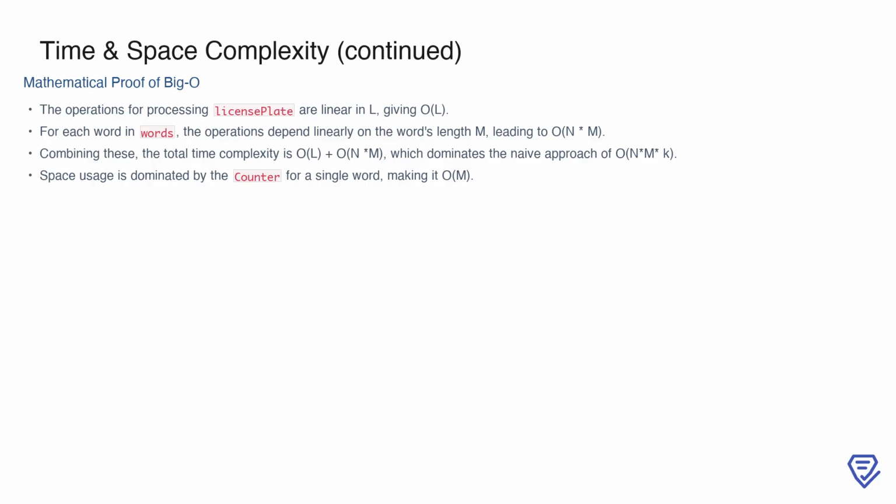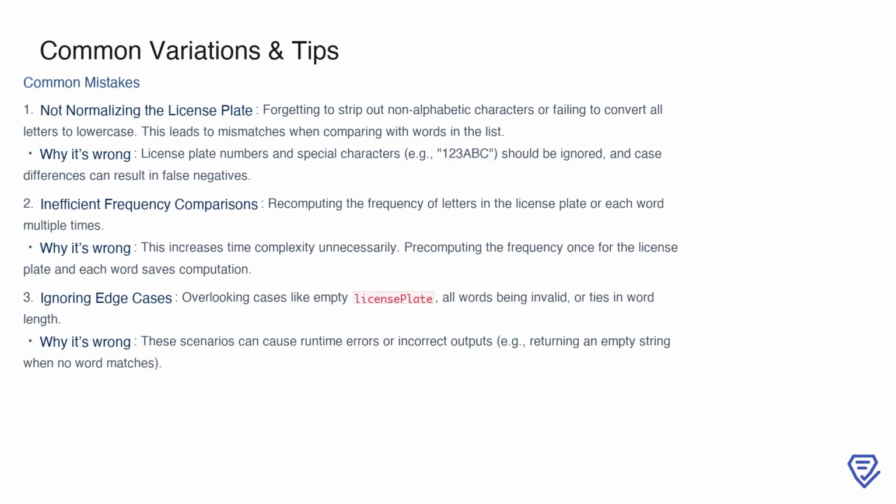This confirms that the total space complexity is O(m), making the solution both time-efficient and space-efficient for the given problem. When solving this problem, there are a few common mistakes to watch out for. First, many people forget to normalize the license plate. This means they might overlook removing non-alphabetic characters like numbers or special symbols, or they fail to convert all the letters to lowercase. This can cause mismatches when comparing the license plate to the words in the list, especially because license plates often contain mixed cases and non-alphabetic characters.